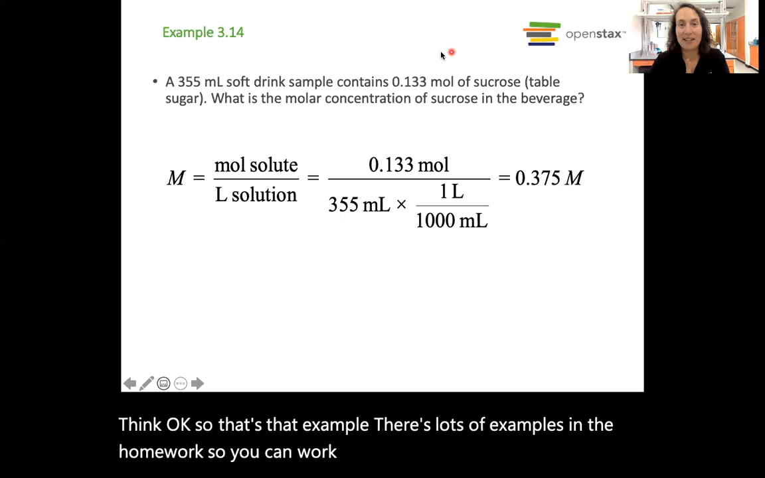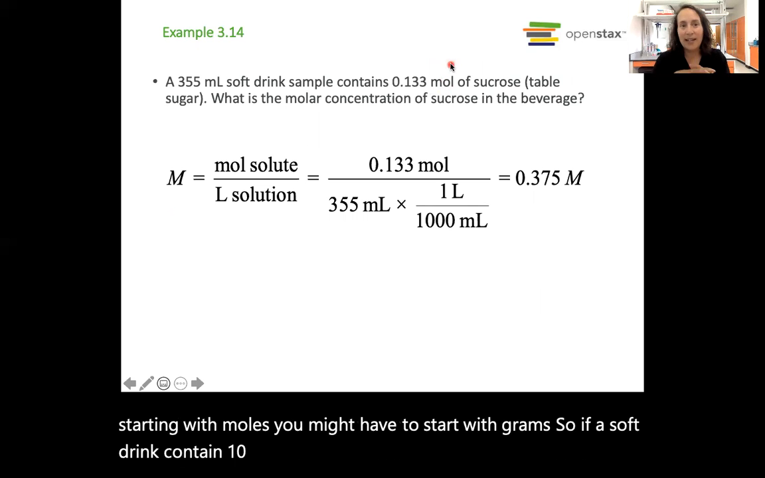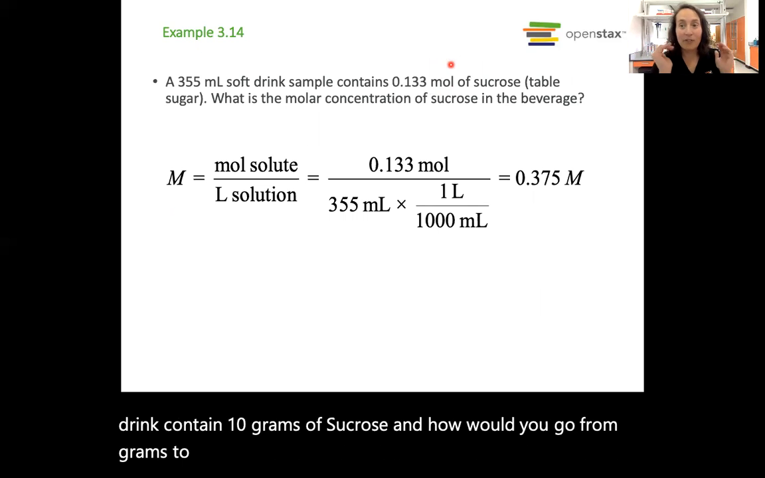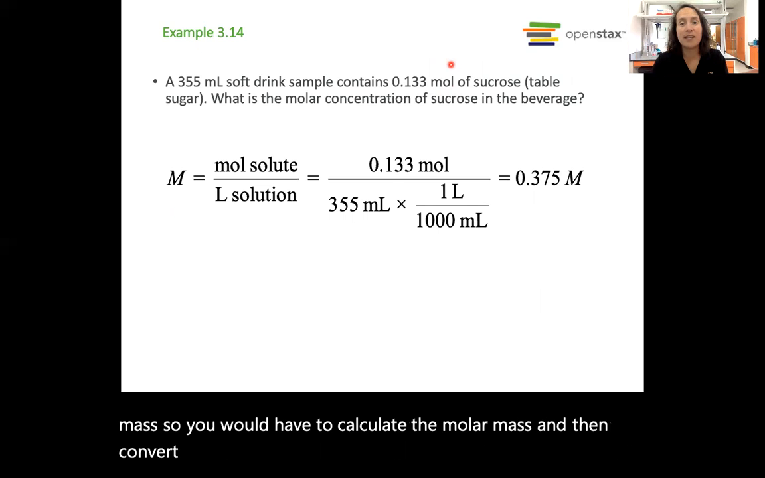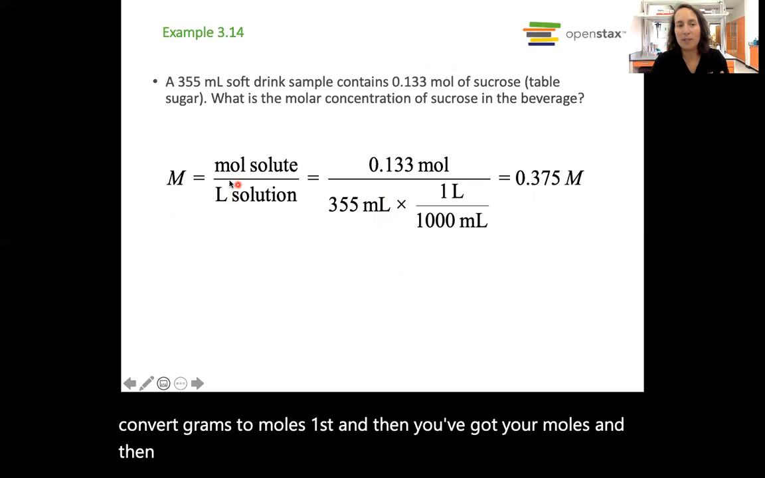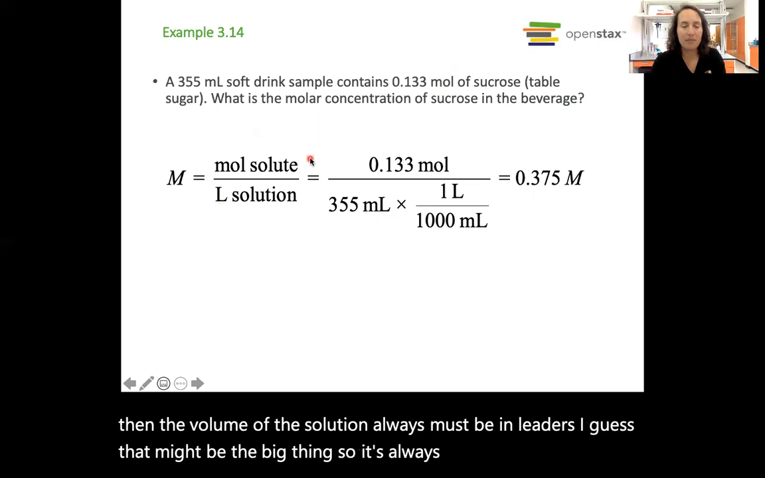Sometimes instead of starting with moles, you might have to start with grams. So if a soft drink contained 10 grams of sucrose, how would you go from grams to moles? Remember, the link from grams to moles is molar mass. So you would calculate the molar mass and convert grams to moles first, and then you've got your moles. And the volume of the solution must always be in liters. I guess that might be the big thing. It's always in liters.